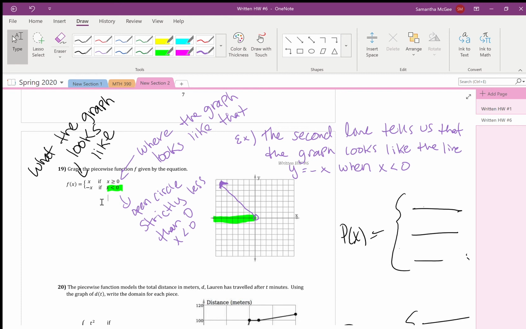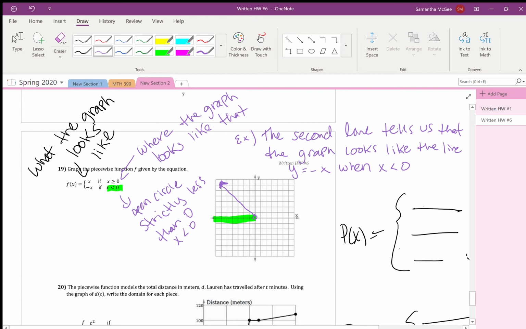And then the other thing that I wanted to point out is that I didn't keep this line going. I don't have that line keep going past 0 because that's not what our graph looks like when our input's greater than 0. So we need to respect the boundaries of each piece. This boundary tells me that I can't go past 0.